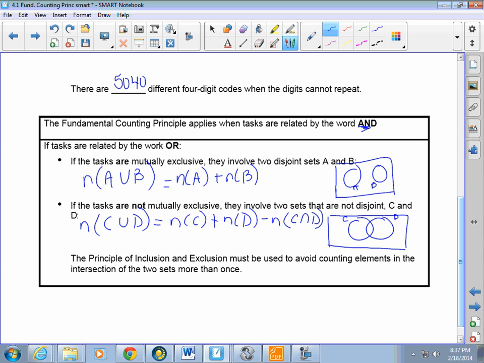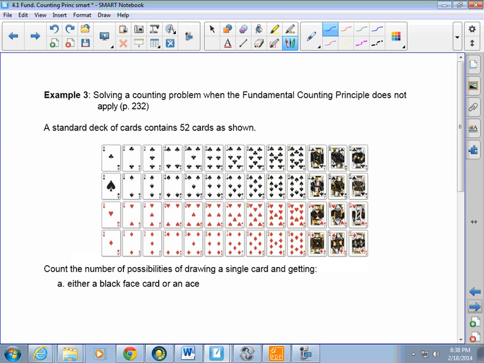Okay, so whenever there is an "and" in there, you're going to use the fundamental counting principle and multiply. If there's an "or" in there, you're going to be using the union. And depending on whether it's mutually exclusive, you're just going to add your 2 sets. If they're not mutually exclusive, then you're going to use that principle of inclusion and exclusion. Okay, so let's try a couple more examples.